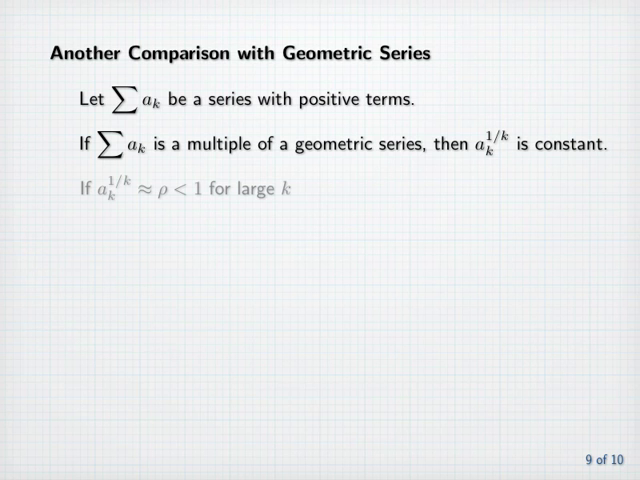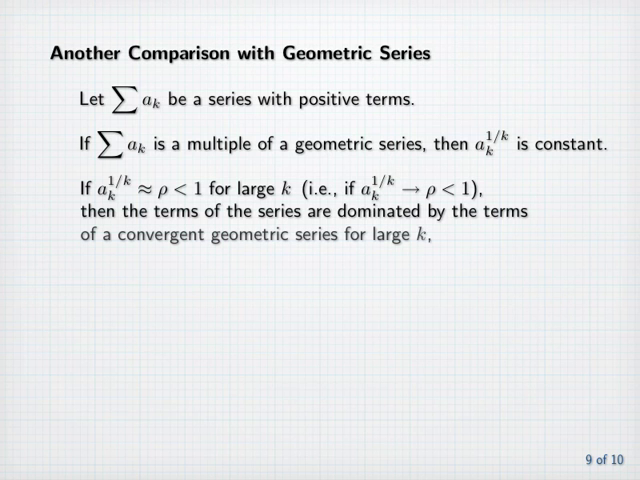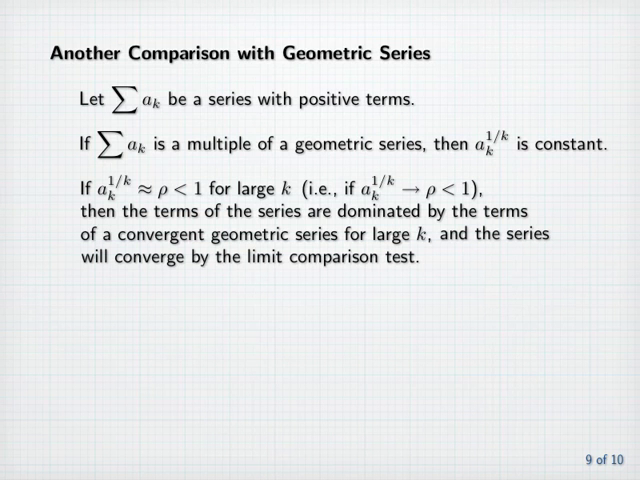On the other hand, if the kth root of a sub k is approximately equal to rho for large k, where rho is less than 1, that is, if the limit as k goes to infinity of a sub k to the 1 over k is the number rho less than 1, then the terms of the series are dominated by the terms of a convergent geometric series for large k, and the series will converge by the limit comparison test. The series used for comparison could be any geometric series, the sum of x to the k, where x is a number strictly between rho and 1.